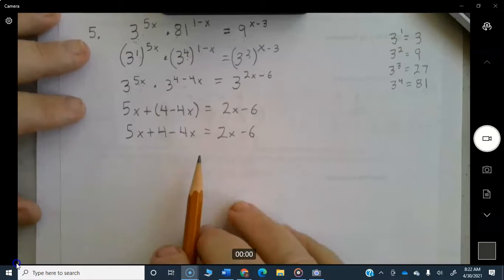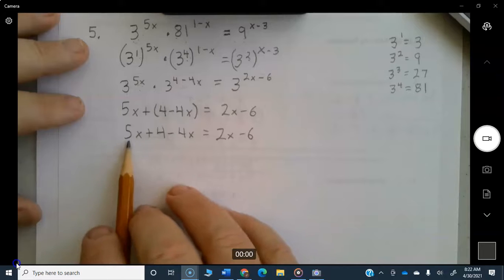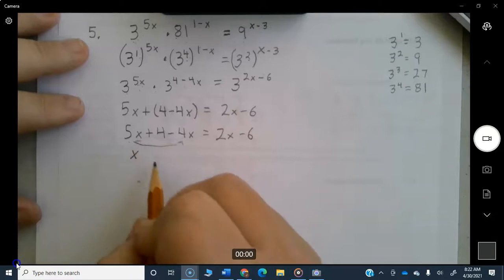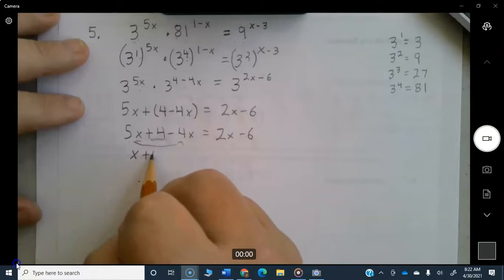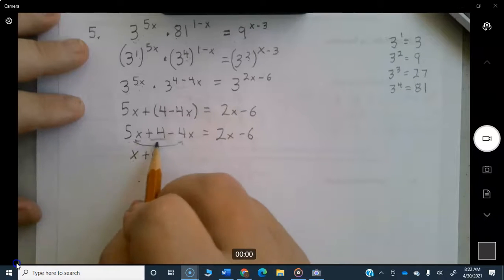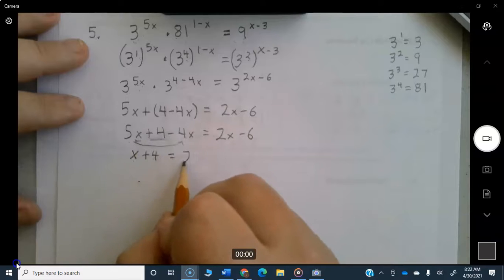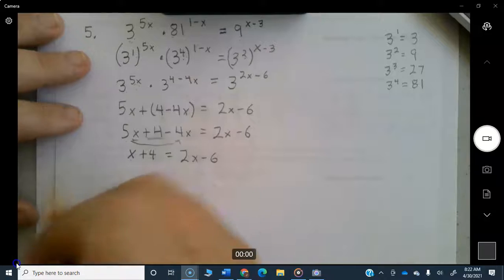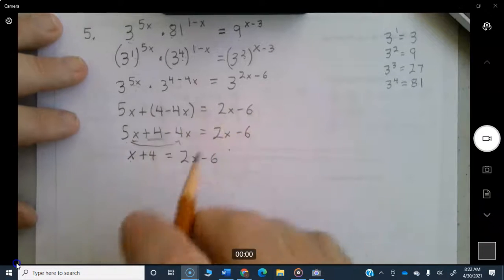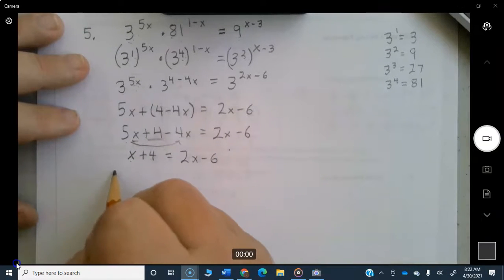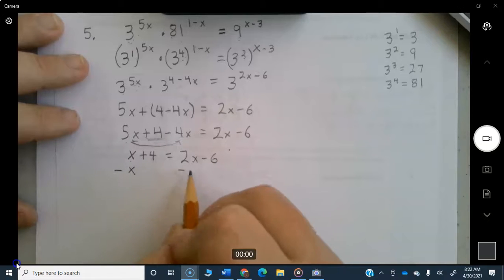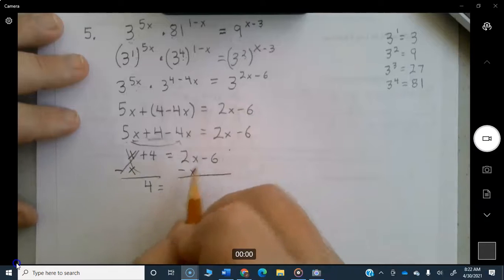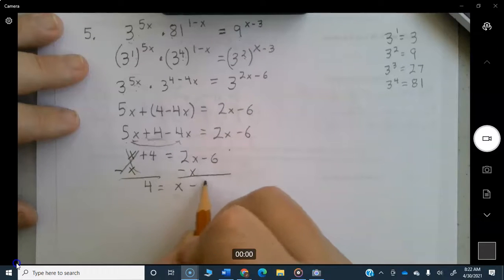Okay, so now we have to get all the x's on one side. Let's combine terms first. We can combine 5x minus 4x equals x. That's these two together. And then you still have the plus 4 there. So 5x minus 4x is x, and then you have plus 4 equals 2x minus 6. Okay, now we need to get the x's all over on one side. And we'd like a positive number for x, no minus sign in front of the x, so we're going to subtract the x from this side. These go away and you get 4 equals 2x minus x is x minus 6.